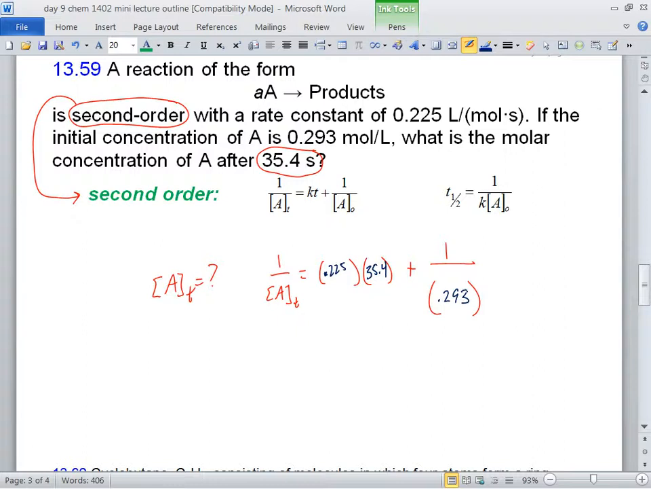Right, so remember, I would get a number on that right-hand side and then just push the 1 over x button to get your final answer. So I would get a number over here in the calculator and then just do 1 over x in the calculator, and you'll have your answer.